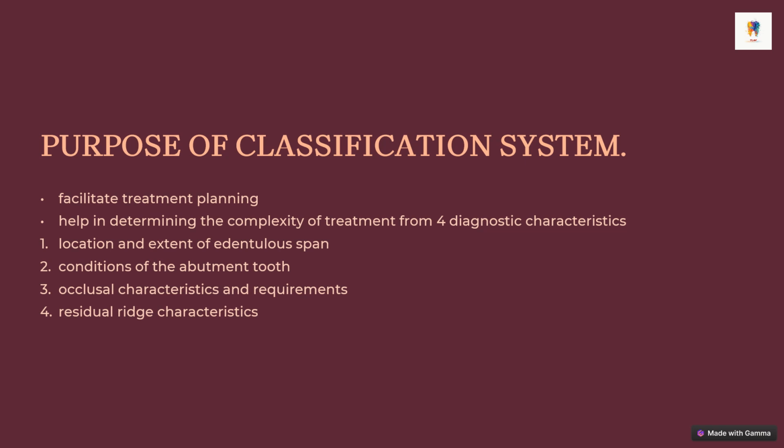What is the condition of the abutment tooth? We studied in the last lecture that if the abutment tooth doesn't have good periodontal support, or there is a lacking, then you have to go for another type of appliance. I think we studied this in cast partial dentures. So the third is the occlusal characteristics and requirements, and the fourth is the residual ridge characteristics: how much of the ridge has resorbed and how much of the ridge is there if you are giving a tissue supported prosthesis. So you have to check all these four things.